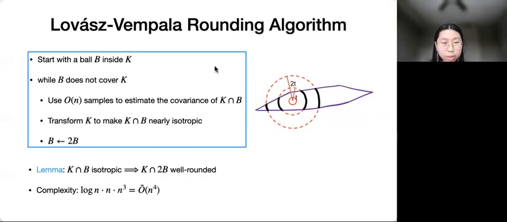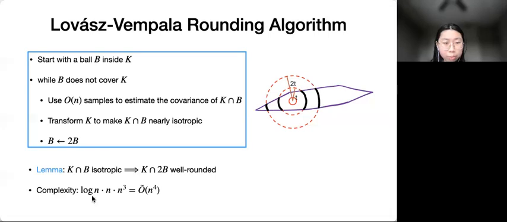And we repeat this until we get a large enough ball to cover the whole body. And we can prove that if K intersect B is isotropic, then K intersect 2B is well-rounded. So in each iteration, we start from a well-rounded body, K intersect B, and we sample all the n samples from this well-rounded body. And as we mentioned before, this takes n cube steps for each sample.